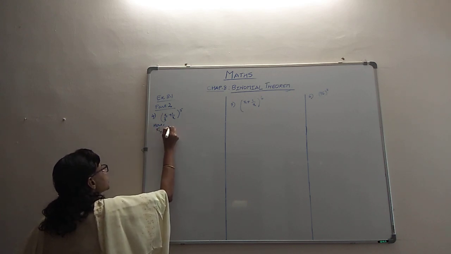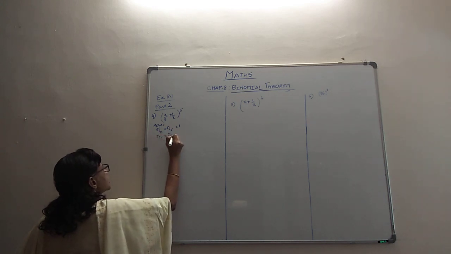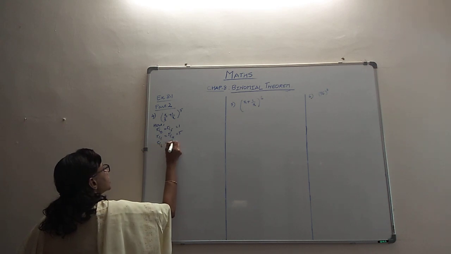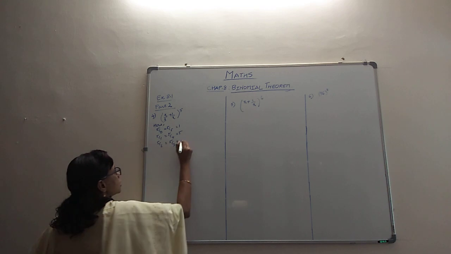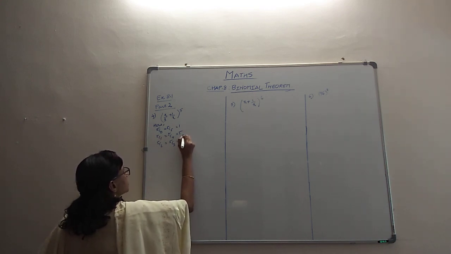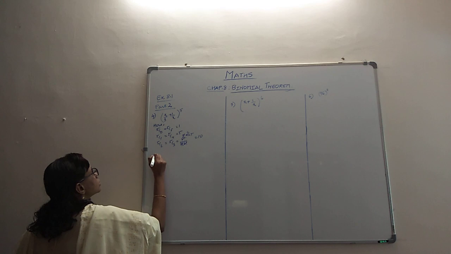5C0 we know is 5C5, and that's 1. 5C1 is 5C4, which is 5, and 5C2, 5C3, was it 10 or 15? I don't remember. So let's have it done. 5 factorial over 3 factorial 2 factorial, 4 into 5, 10. Yeah, it's 10.